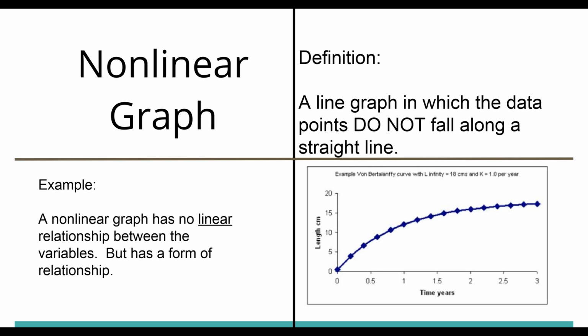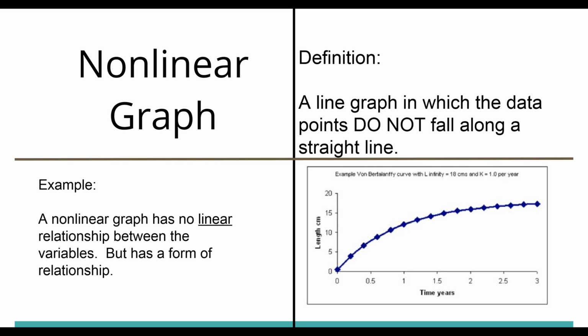We have our title. That doesn't really tell us what we're looking at. So we have time of years and some sort of a length. And so as that time goes on, it increases fairly rapidly, and then it kind of levels out. And so that's what we get with a non-linear graph.